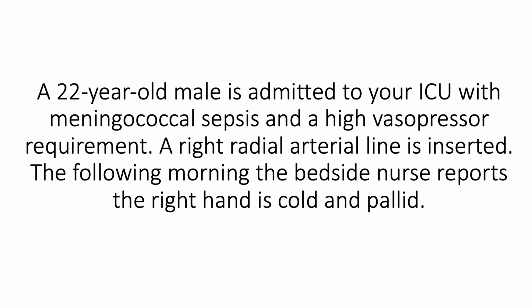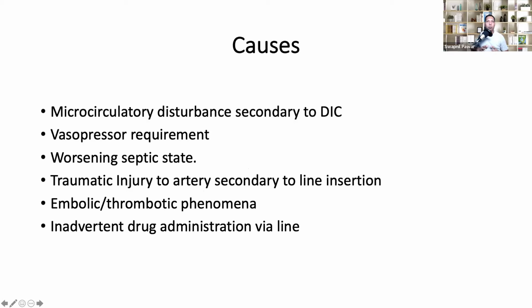So what's your approach? Before we dive into the actual approach or how to treat this patient, the first and foremost thing is to think about what the possible differentials are here. The very common differential in meningococcal sepsis is DIC, because with DIC you can get a microvascular thrombotic state. The second possibility is the very high vasopressor requirement, which might lead to significant peripheral vasoconstriction, leading to a cold, pale, and swollen limb.